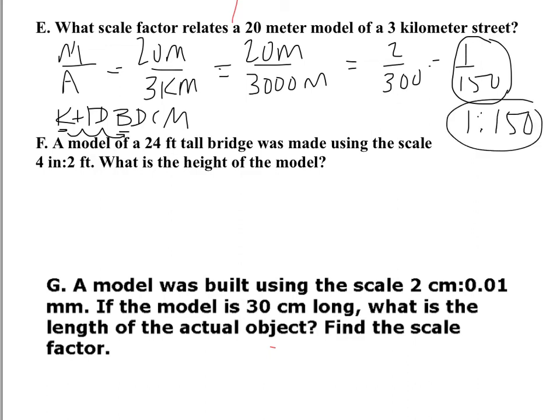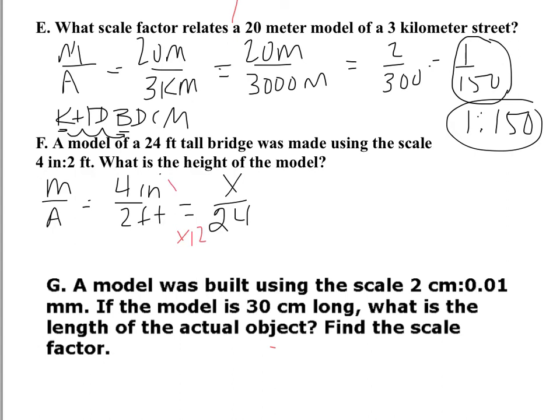All right, letter F. A model of a 24-foot tall bridge was made using a scale 4 inches to 2 feet. What is the height of the model? Okay, so again, model over actual. We start with what we have, which is 4 inches over 2 feet. Then we need to turn it into equals, and then we have 24 feet down here. We need to figure out what is the height of the model. So 2 times 12.